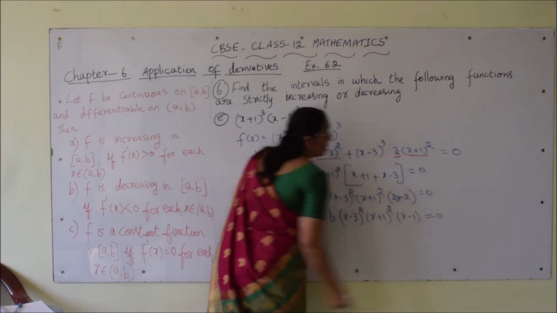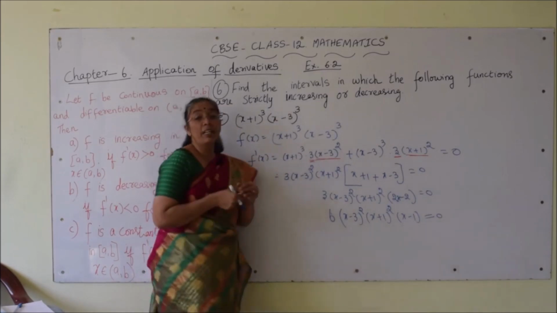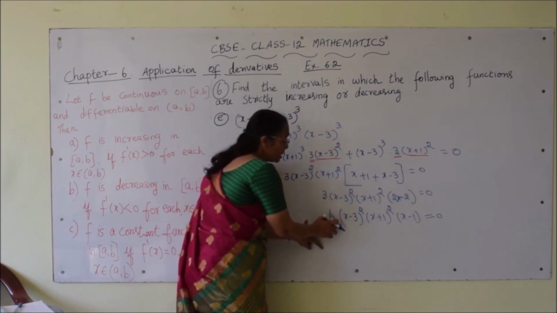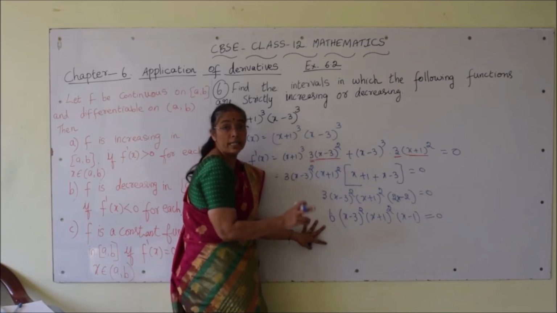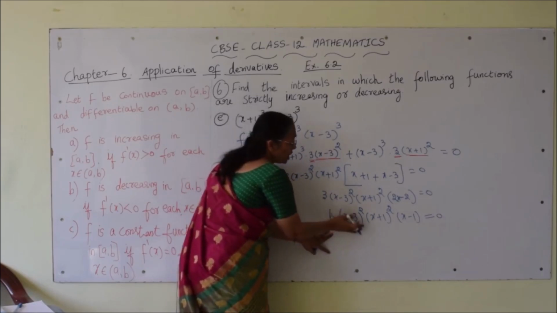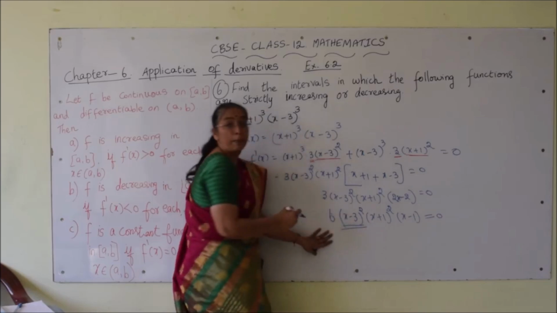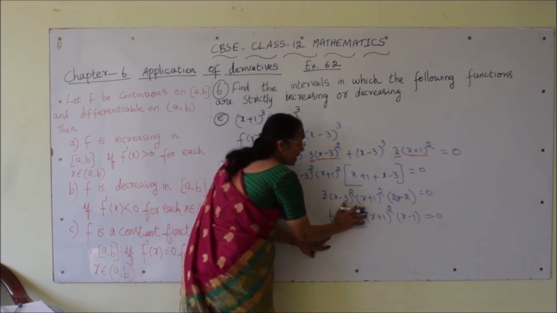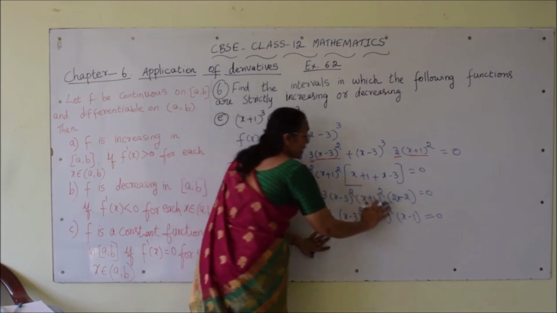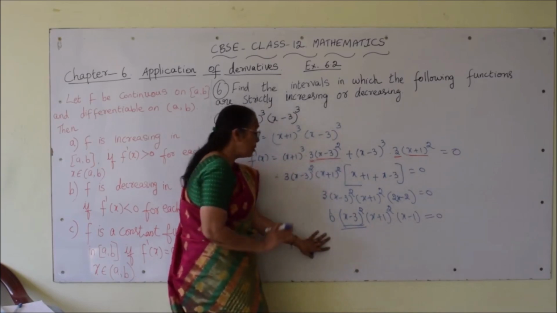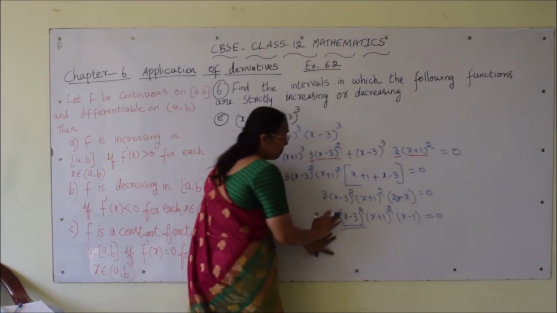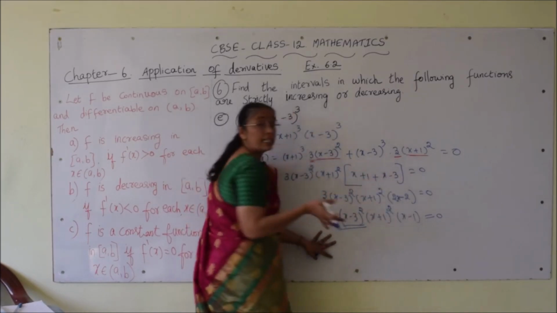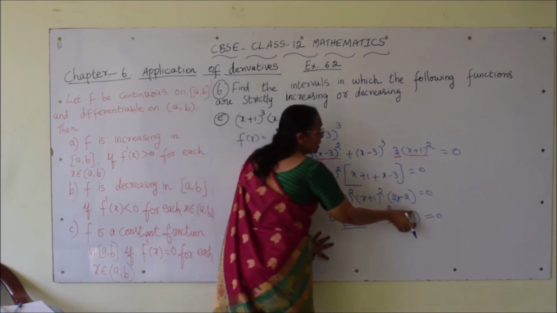Now to check in which interval the function is increasing or decreasing, we have to check whether this particular function is greater than 0 or less than 0. If you see this term, (x minus 3) whole square is a perfect square term, so this is always positive. (x plus 1) whole square is always positive, and 6 is also always positive. So whether the function is increasing or decreasing depends only on the term x minus 1.